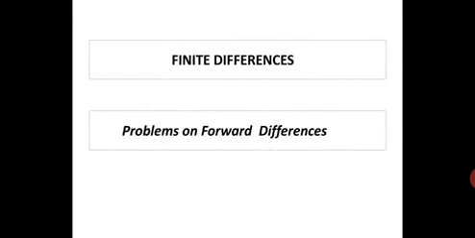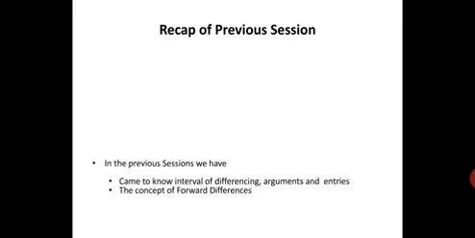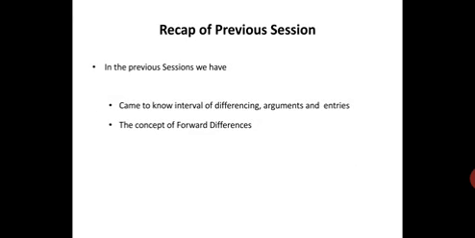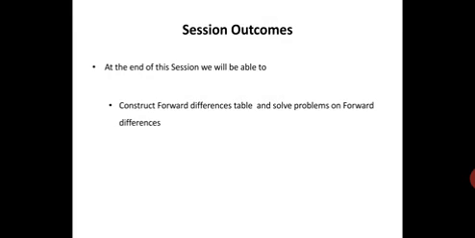Right? The title of the chapter is Finite Differences, and under that we are going to solve the problems on forward differences. So, recap. In the previous section, we have understood the argument and entries. What do you mean by argument and entries? And we are able to define the forward difference. Now, at the end of this session, we will be able to solve the problems on forward difference, and we are going to construct the forward difference table.